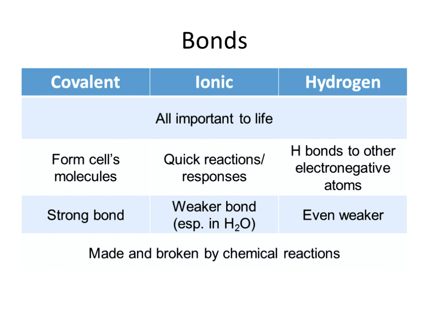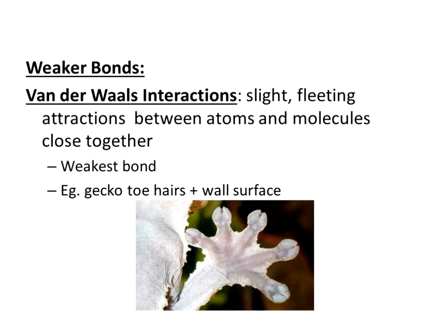They're very strong bonds, whereas the ionic bonds are going to be a little bit weaker, and they are going to allow for quick reactions and responses. Because of them being weaker, they can be broken or put together pretty easily. Hydrogen bonds are the weakest out of the 3. And they are only found between hydrogen atoms and other electronegative atoms. Okay, so mainly oxygen, but other electronegative atoms as well can have a hydrogen bond. And all bonds are made and broken through chemical reactions.